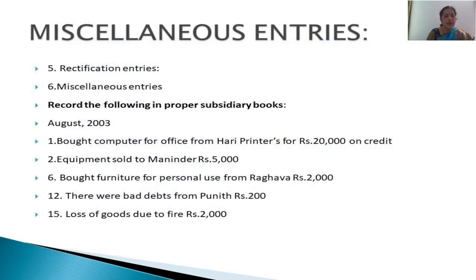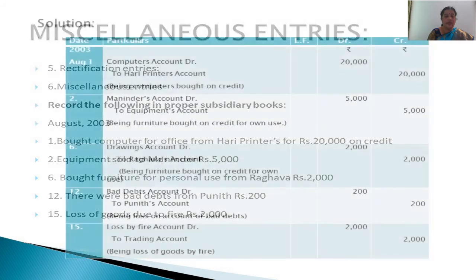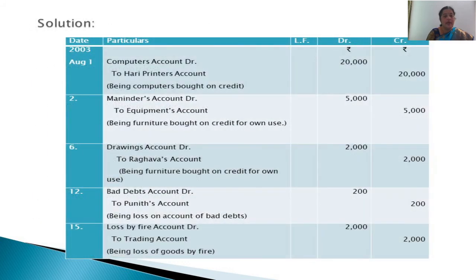Then the equipment sold to Mahinder, rupees 5,000. So Mahinder is the receiver of the benefit, and equipment is sold. So the entry has to be Mahinder's account debited, because he is the receiver of the benefit, because we are selling to him, and it is on credit, and what is going out is equipment account.